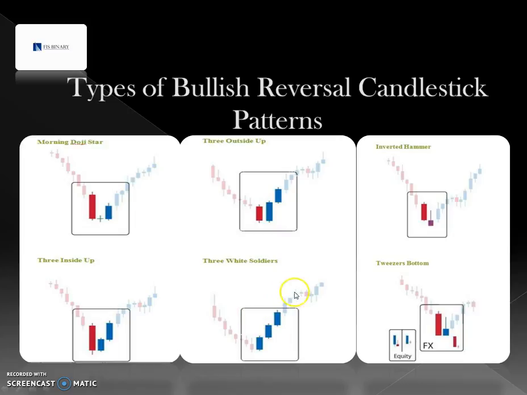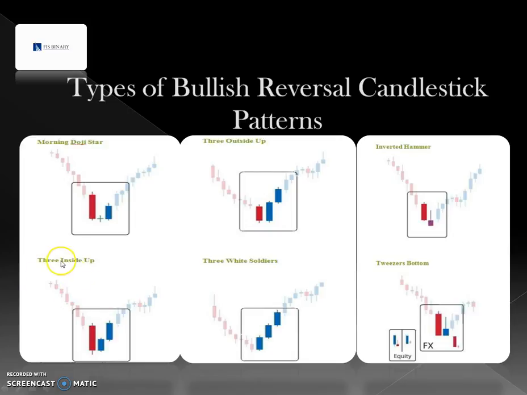You can also say the same for the three white soldiers. The three white soldiers form when three continuous bullish candlesticks form together in a chain. Once they do occur, it indicates that an existing downward trend has paused and an upward trend has begun. So this is what it also means.